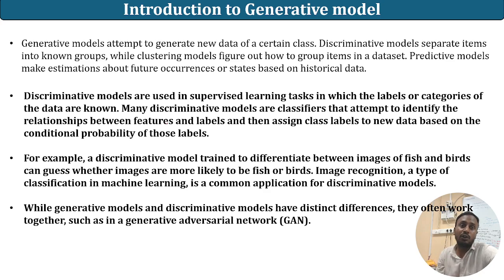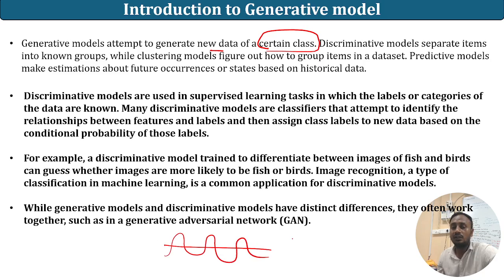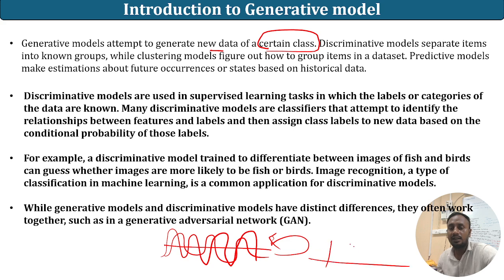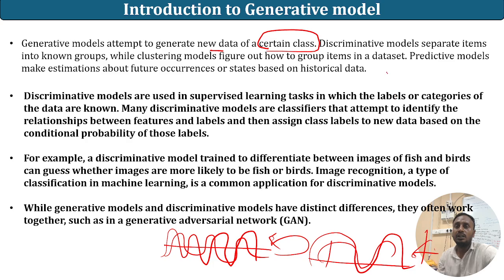They attempt to generate new data of a certain class. Let's say I gave one signal like this. They create one output, learn from the previous one, and again come closer, very close. Here, a discriminative model separates items into known groups. It's again the case of bagging.